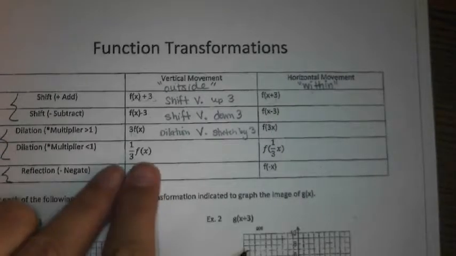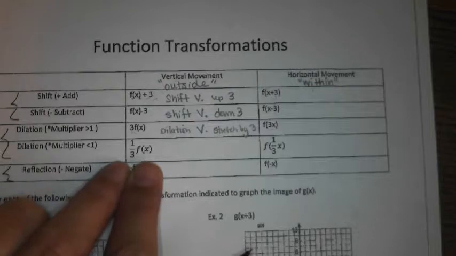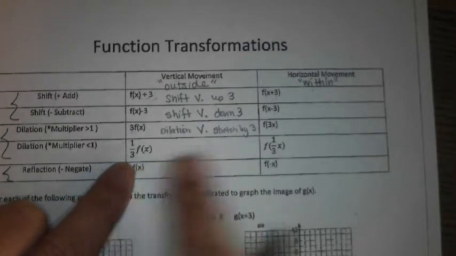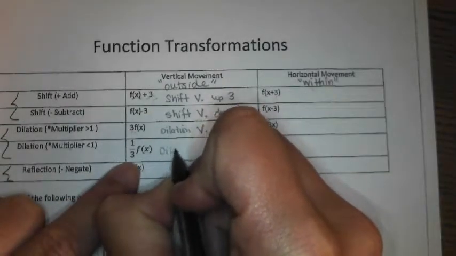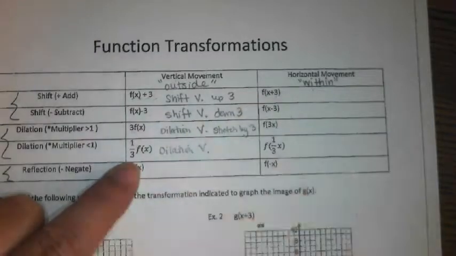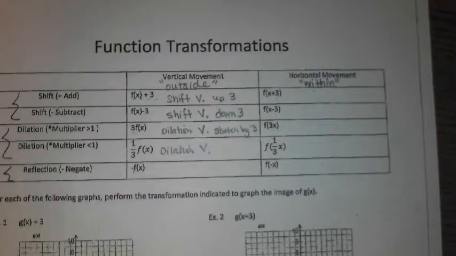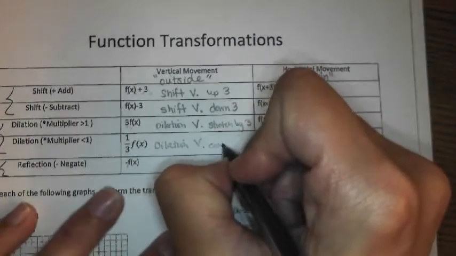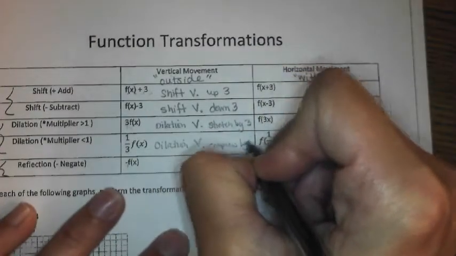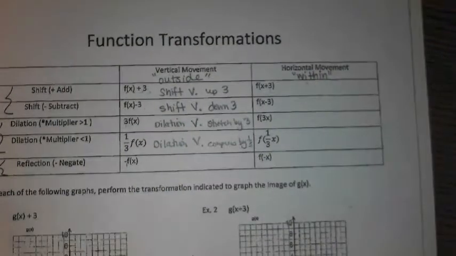If the multiplier is a fraction less than 1, it's still a dilation because we're multiplying. It's still vertical because it's outside the function. And it's a compression by 1/3.